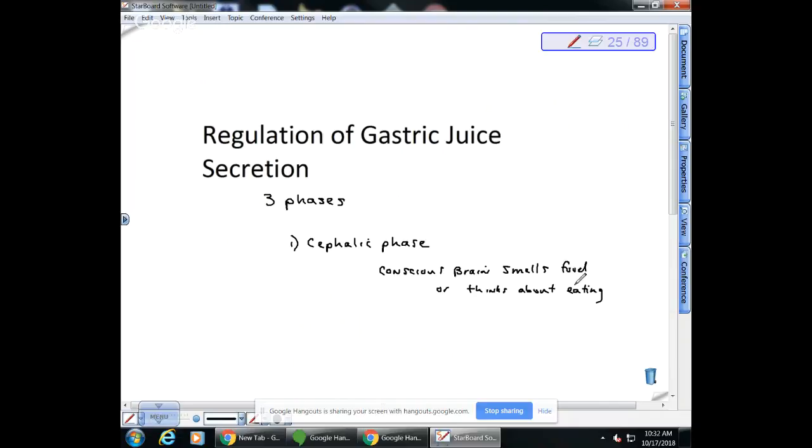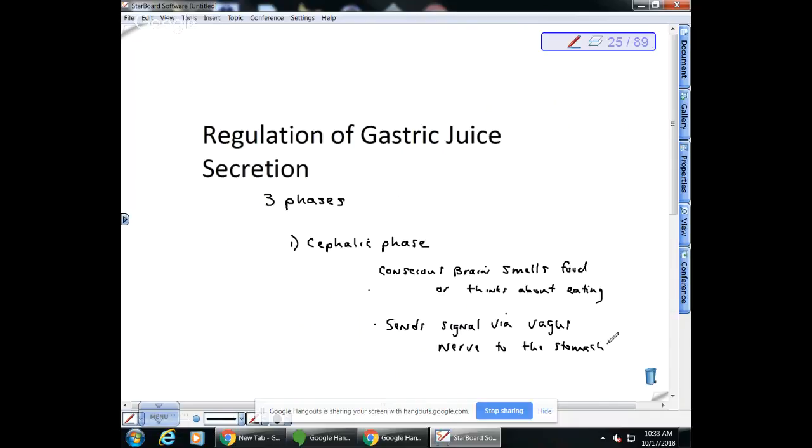Now, do you think that the sympathetic or the parasympathetic nervous system regulates digestion? Parasympathetic, right? Because that's the rest and relaxation, digestion. Sympathetic is the fight or flight. So this sends a signal via the vagus nerve to the stomach. And this is when secretions start.